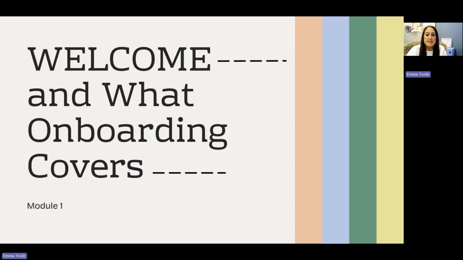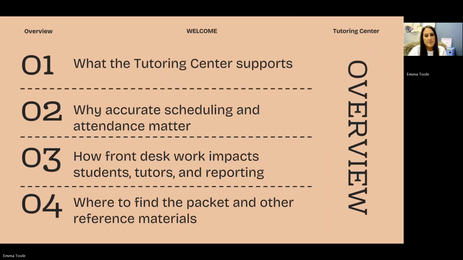The first module is a big picture overview of the work that happens at the front desk and behind the scenes to support tutoring services. Later modules will walk through specific tasks step by step, such as scheduling appointments, marking attendance, starting virtual appointments, and using Salesforce. But for now, the goal is to understand why this work matters and where you find help when you need it.